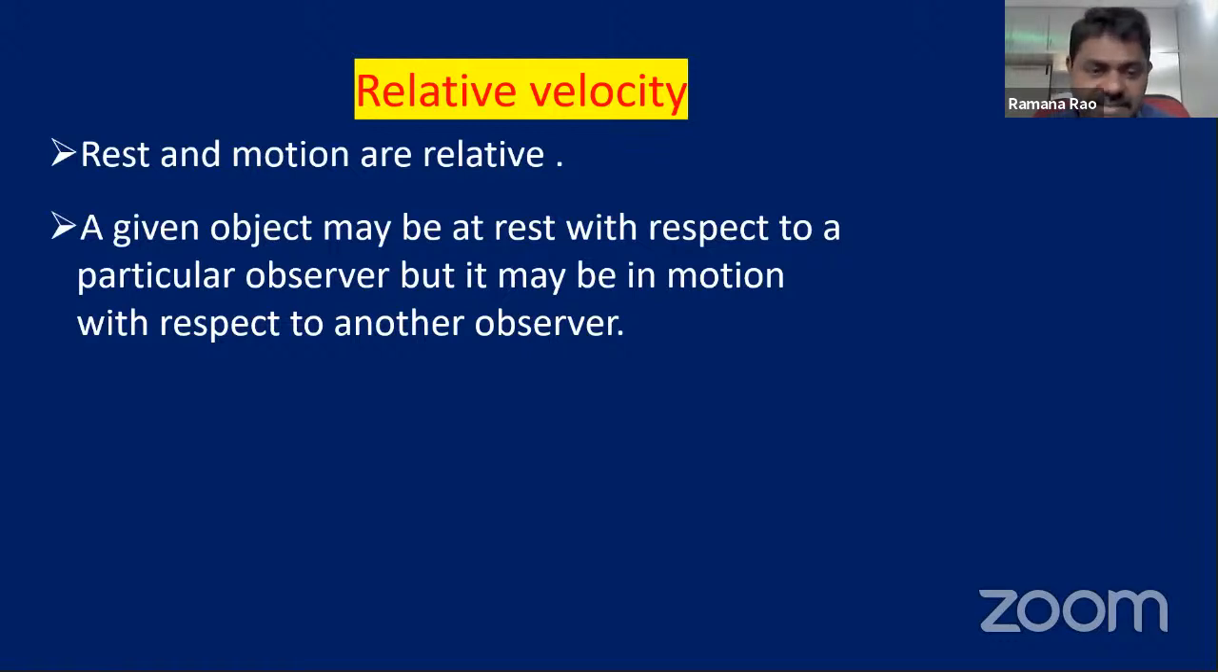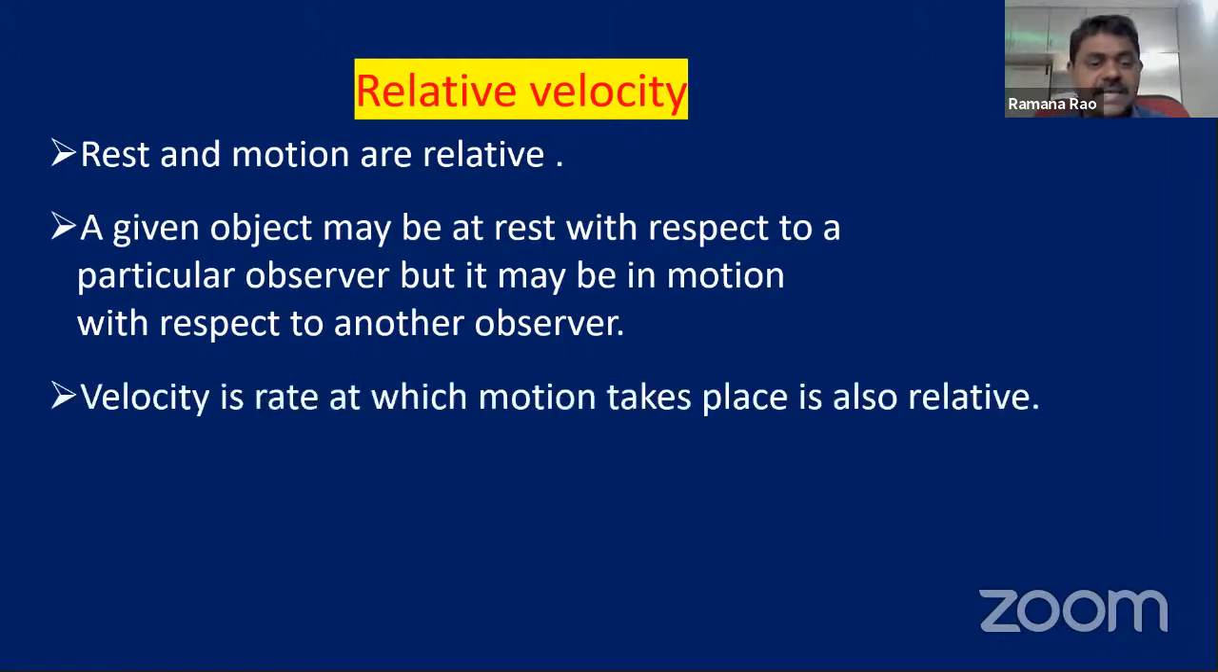A given object may be at rest, as we already discussed, with respect to a particular observer, but it may be in motion with respect to another observer. One object may be at rest and in motion with two different frames of reference. Velocity is the rate at which motion takes place. If the body moves, then only is velocity acquired by the body. So if position and motion are relative, then velocity is obviously also relative.